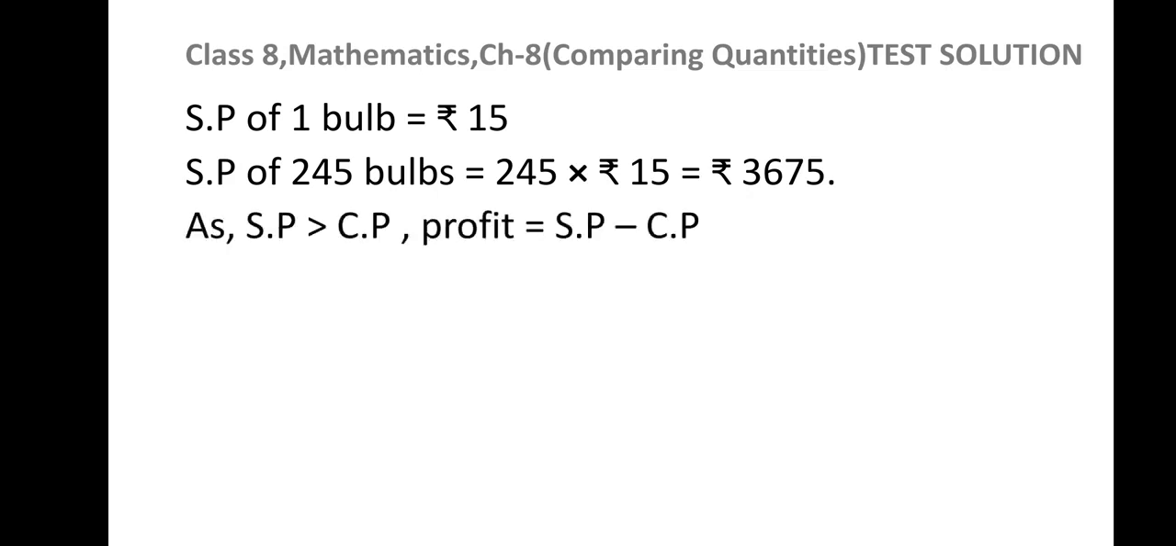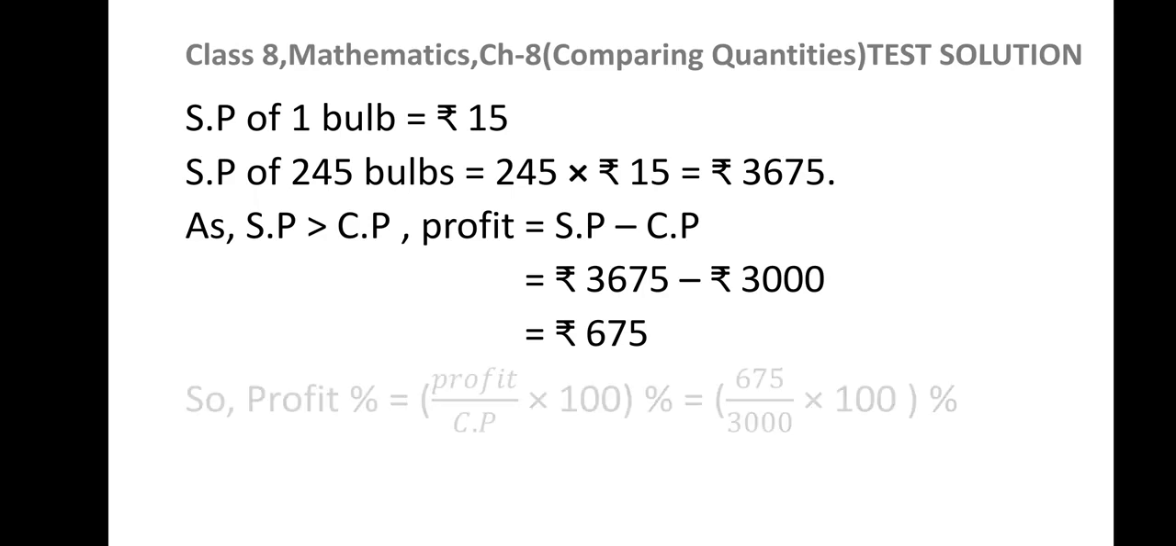And we know here we have seen in this case that SP is greater than CP. So profit will be there, and profit will be given as SP minus CP. So putting the values of SP and CP, it will be 3,675 minus 3,000 rupees. It will be 675 rupees. So profit is 675.